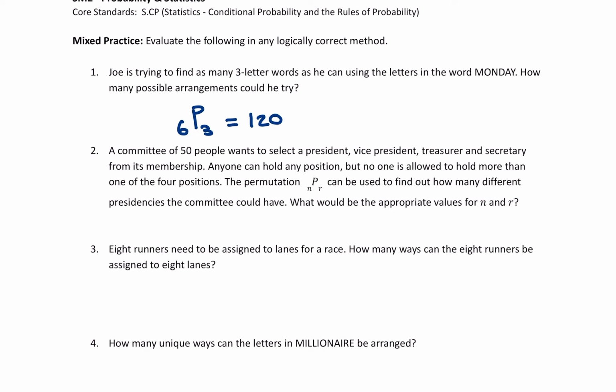Well, I've got 50 people, and I'm choosing a president, a vice president, a treasurer, and a secretary. So, n is always our bigger number, our number that we're pulling from. So 50 could be our n. And 4 could be our r, because we have 4 different positions: a president, a vice president, a treasurer, and a secretary. So if we were going to put this in our calculator, we'd do 50 nPr 4. And that will give us a big number, and it also doesn't ask us to evaluate that, so we'll just leave it there.